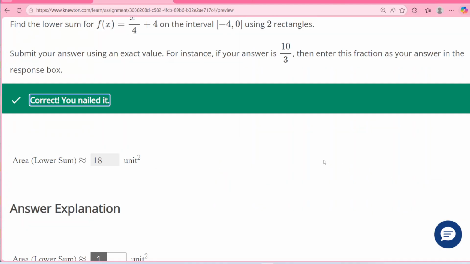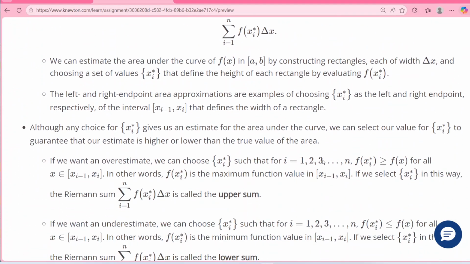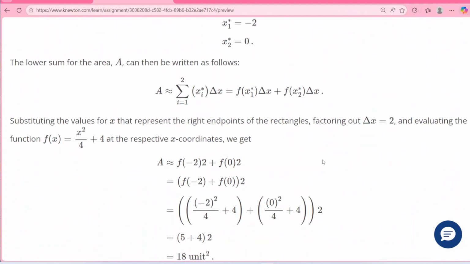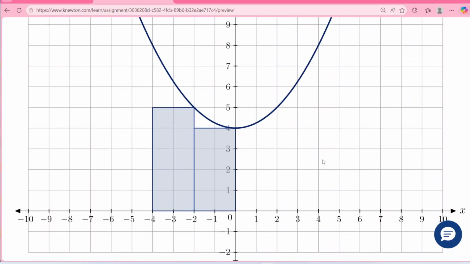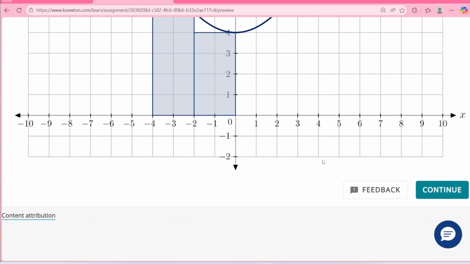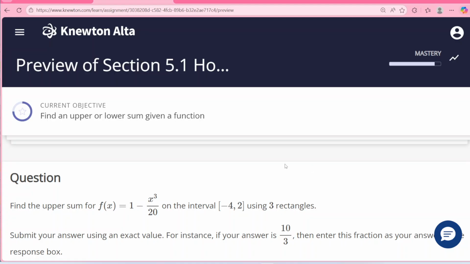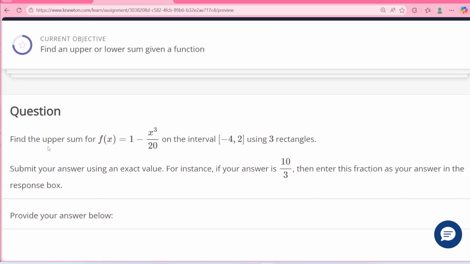So 18. And then they'll probably have a nice little picture again. Kind of like what I drew. A little better though, of course. This is asking for the upper sum.